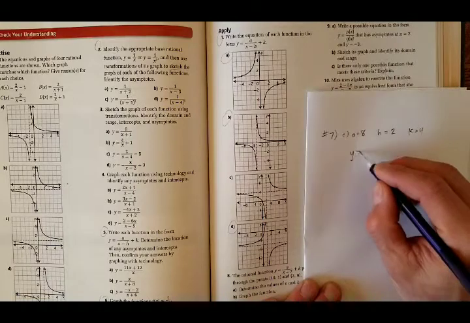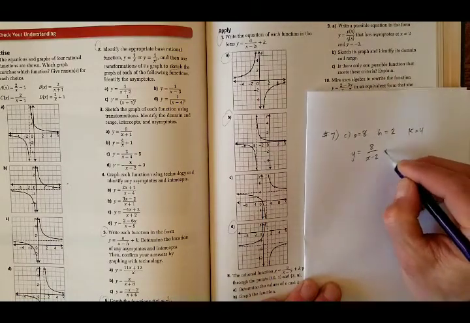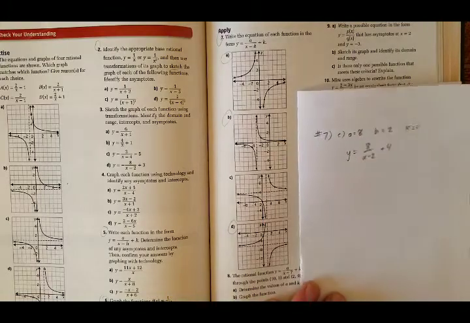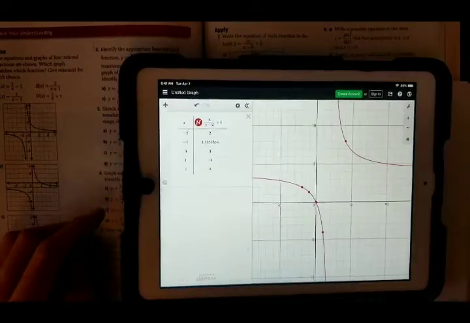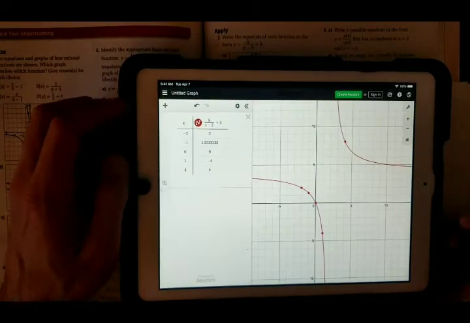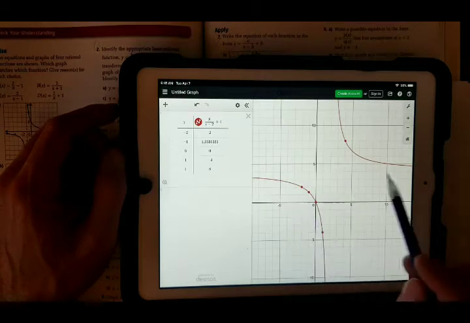So y equals 8 over x minus 2 plus 4 is my guess at the equation, but I'm going to use Desmos to check this one out. Okay, so when I punch it in, y equals 8 over x minus 2 plus 4, it looks very similar. I can see the asymptotes.